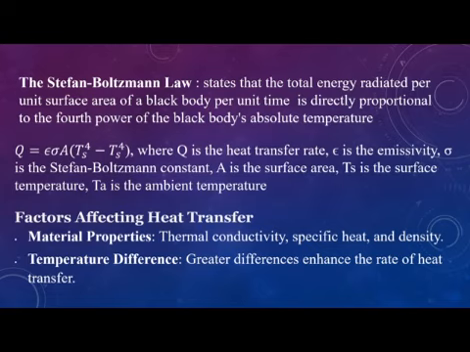The Stefan-Boltzmann law. It states that the total energy radiated per unit surface area of a black body per unit time is directly proportional to the fourth power of the black body's absolute temperature, which is calculated with the equation shown below.